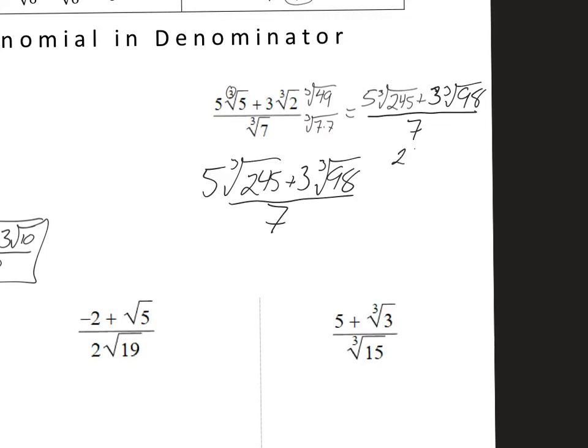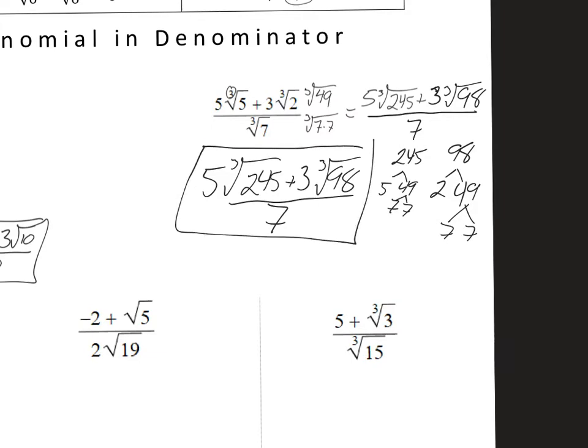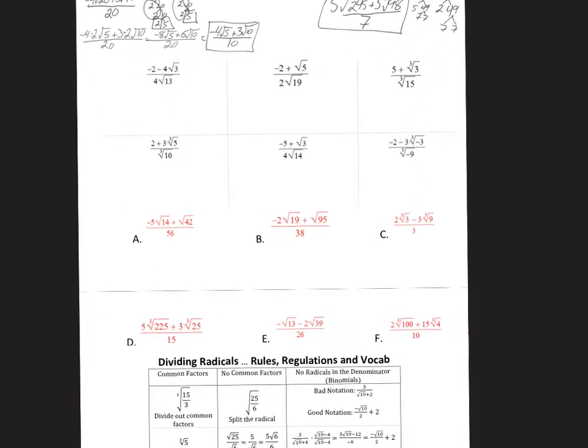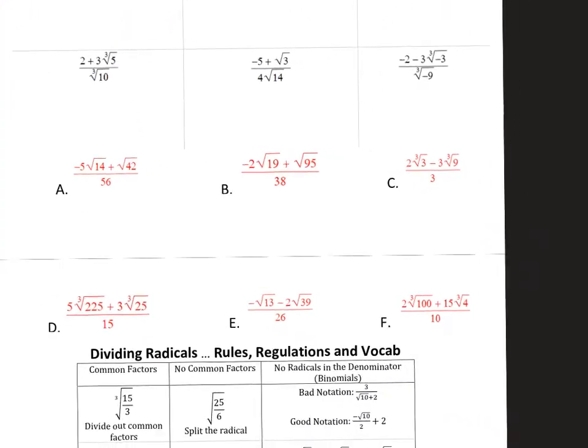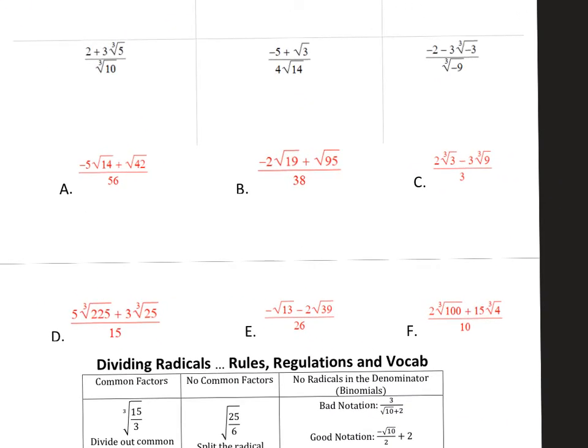245, let's see, I can do 5 and 49, and then 7 and 7, so that's not going to work. 98, I can do 2 and 49, and then 7 and 7. So this is as far down as we can get it. Okay, so looking at these next 6, real quick, just take a minute. Make sure you know where all these answers should be.